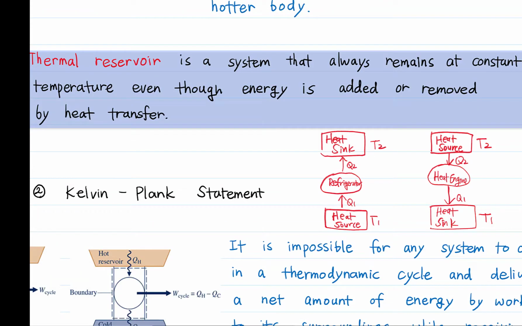For example, an air conditioning system or refrigerator transfers thermal energy from a low temperature reservoir and rejects heat to a high temperature reservoir. The low temperature reservoir is the heat source, temperature T1, and the high temperature reservoir is the heat sink, temperature T2, and T2 is greater than T1. On the other hand, a heat engine transfers thermal energy from a high temperature reservoir to a low temperature reservoir. In this case, the high temperature reservoir is the heat source, temperature T2, and the low temperature reservoir is the heat sink, temperature T1. So T2 is greater than T1.